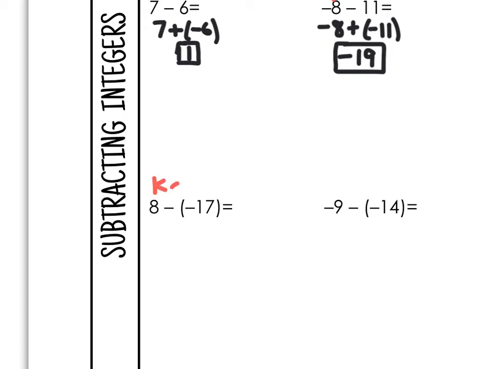Okay, and then for this one here, when we have 8 minus negative 17, we're going to write KCC at the top. And now our expression is going to become 8 plus positive 17. So our answer is 25.